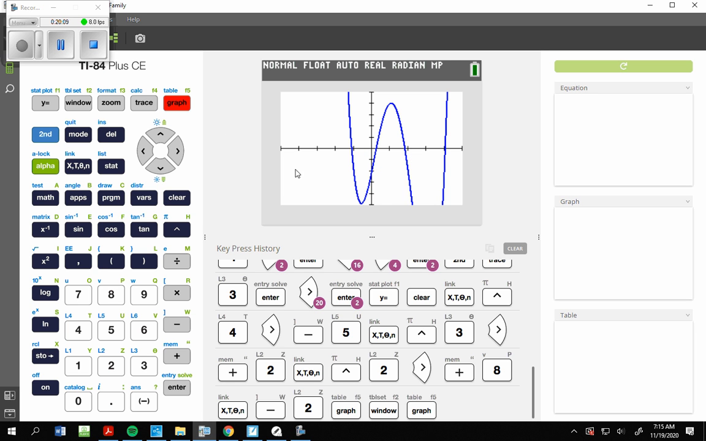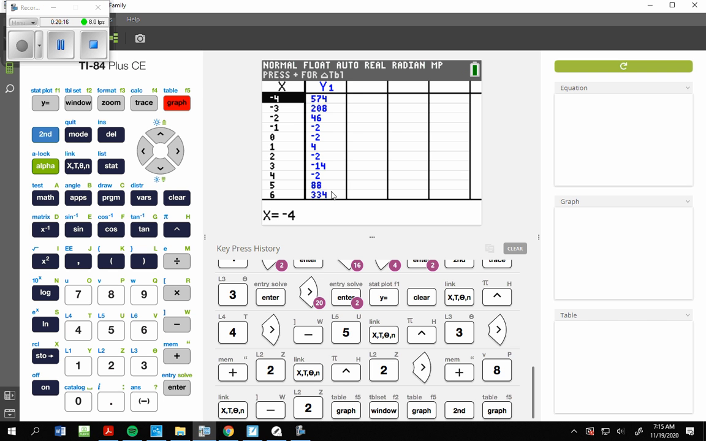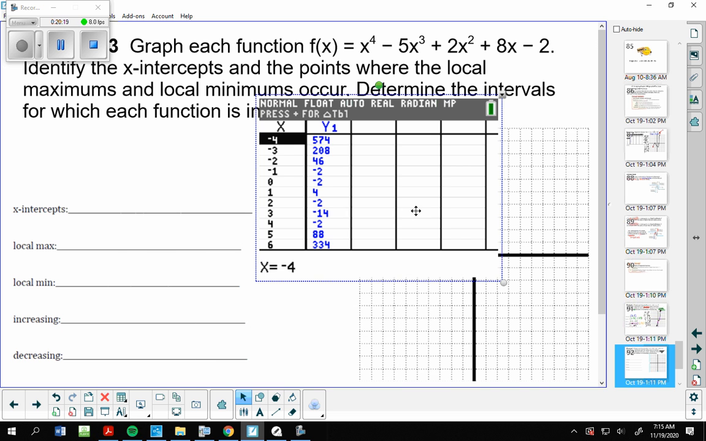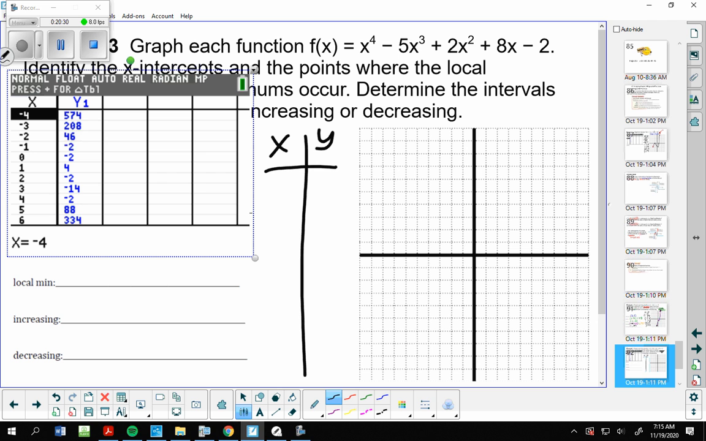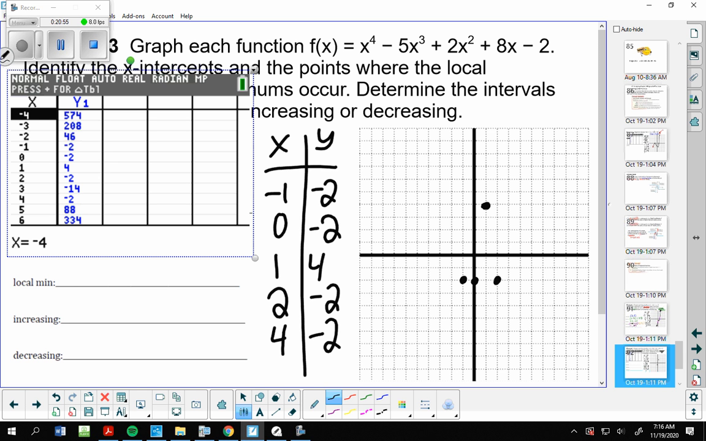So how do we do that? Well, first let's graph our polynomial. So let's go to our table and grab some nice points. And you guys can use your graphing calculator to help you graph it as well. All right, so let's make a point at (-1, -2), (0, -2), (1, 4), (2, -2), and (4, -2). Yep, those are our nice points. A lot of -2s there.